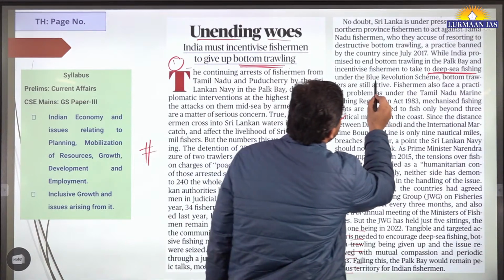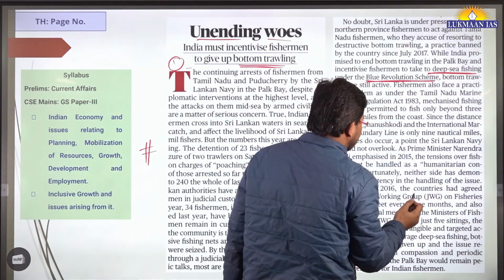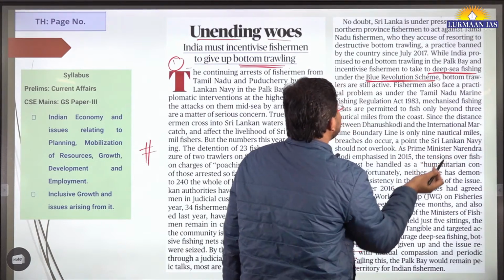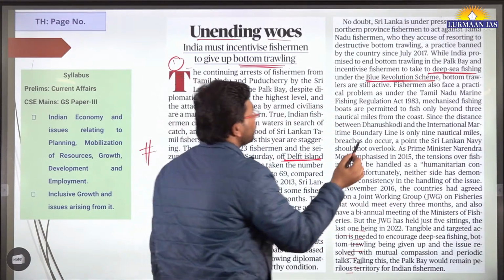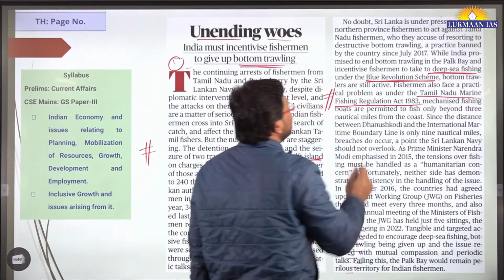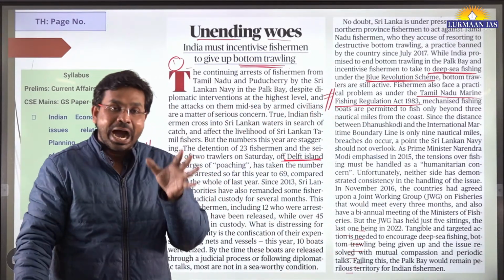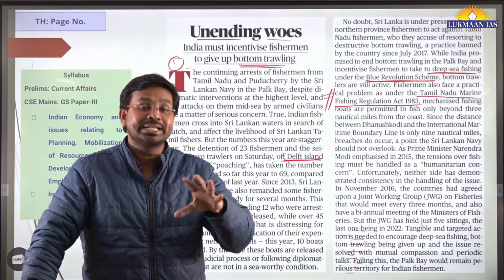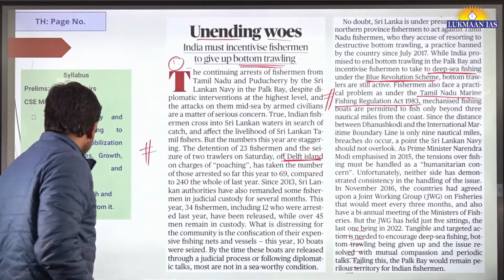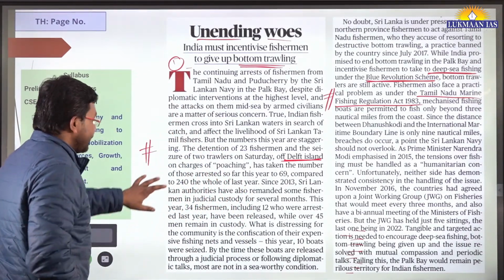And in this article they have discussed the Blue Revolution scheme. They have discussed, let's say, an act that has been passed. This act is known as the Tamil Nadu Marine Fishing Regulation Act 1983. So basically it is related to how fishermen should do fishing activities in the waters between India and Sri Lanka. So with this, let us quickly move to another article.